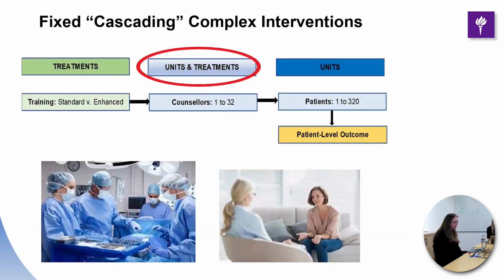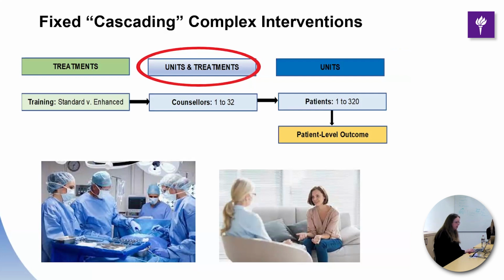Okay, so that's multi-level interventions. The cascading interventions are easily confused with the multi-level ones, because they also involve a multi-level data structure. But I call them cascading in that the example here is that you have training that's given to counsellors, and then the counsellors treat the patients. In this case, you've got multiple randomizations where the training is randomized to the counsellors, and then the counsellors are randomized to the patients. So your counsellors are both experimental units and treatments. And again, your outcome is measured at a patient level.